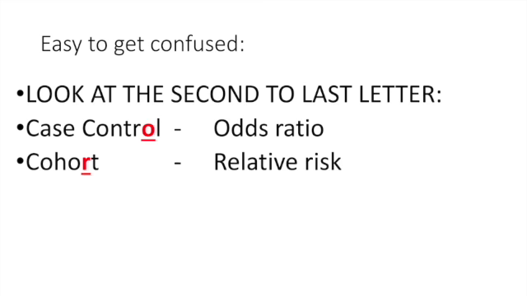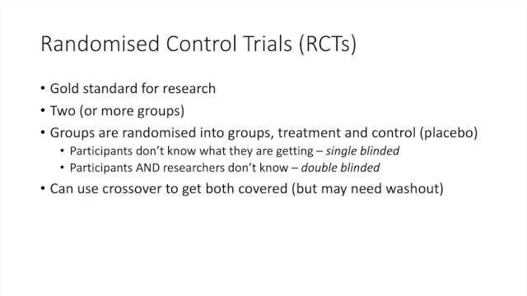Okay, just to hammer home the point, because I appreciate we're going through a lot quite quickly, between case control and cohort, look at the second to last letter. So a case control will give you an odds ratio and a cohort will give you a relative risk. Okay, and that would just be a quick way, it might be a one mark question that you can just chuck in there, and that's you nipped.